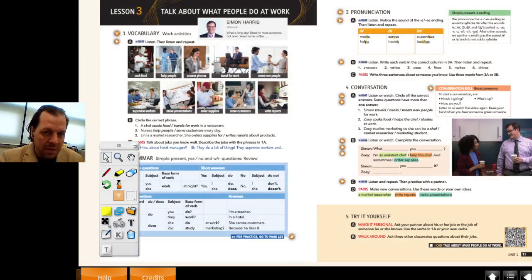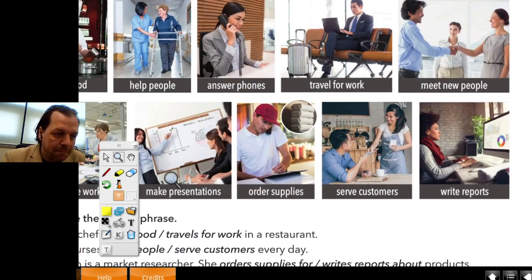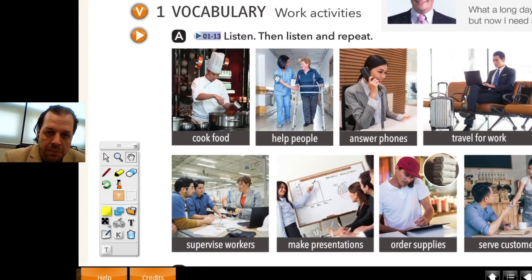Okay, page 10 is lesson 3, and it talks about what people do at work. So we have a list of vocabulary here. These are called work activities. So we're going to listen and then repeat.